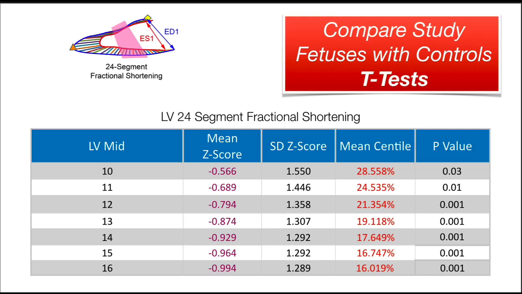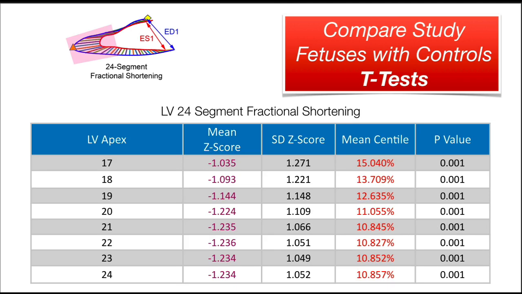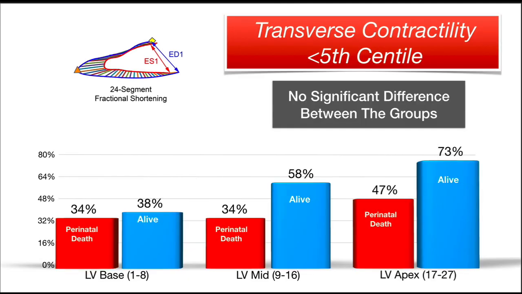The left ventricular mid-chamber segments 10 to 16 were significantly less when compared to the 200 control fetuses, as were segments 17 to 24 located in the apical portion of the left ventricular chamber. There were no significant differences in the percent of fetuses with abnormal transverse fractional shortening less than the 5th centile for all segments of the left ventricle between fetuses with a perinatal death and those who survived the neonatal period.